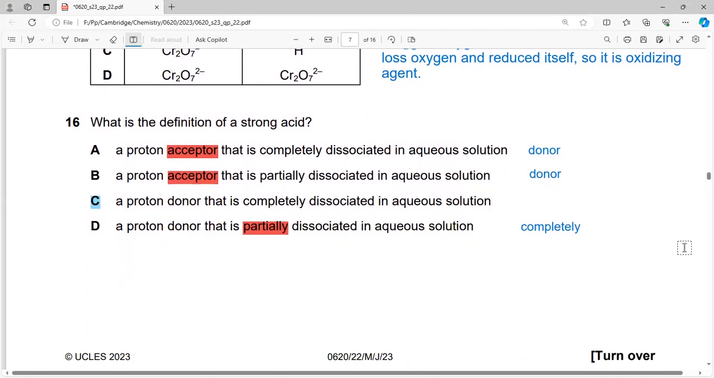What is the definition of a strong acid? When we define a strong acid, it is a proton donor that completely dissociates in aqueous solution. So acceptor is the wrong word here; a proton acceptor is a wrong statement. The correct statement is a proton donor that completely dissociates in aqueous solution. What about a proton donor that partially dissociates? That is a weak acid. So C is our correct option.